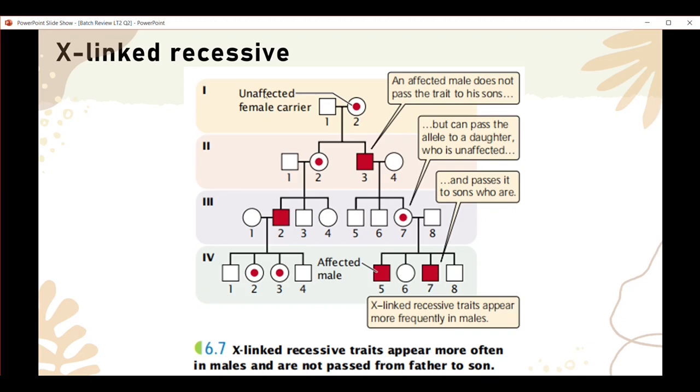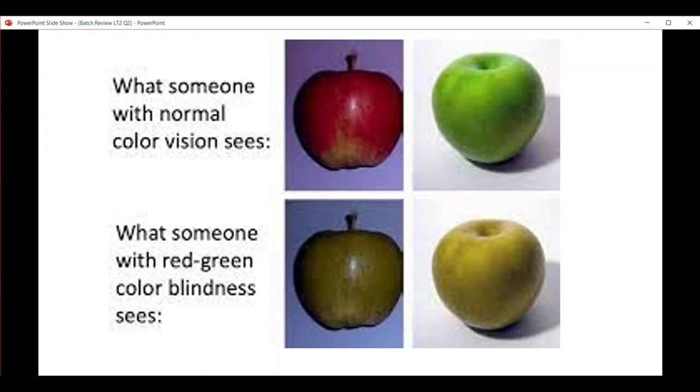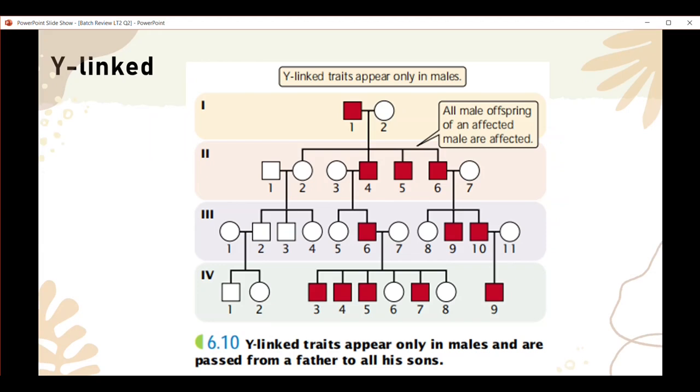So since here is an unaffected male, it cannot pass on its Y chromosome that is unaffected and then suddenly becomes affected over here. So it definitely cannot be Y-linked. Okay, an example of the X-linked recessive would be red-green color blindness.